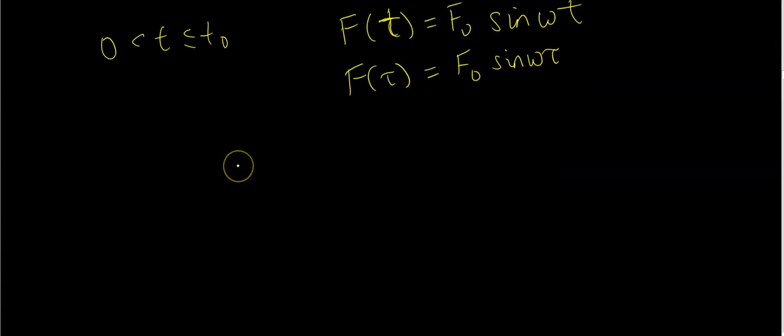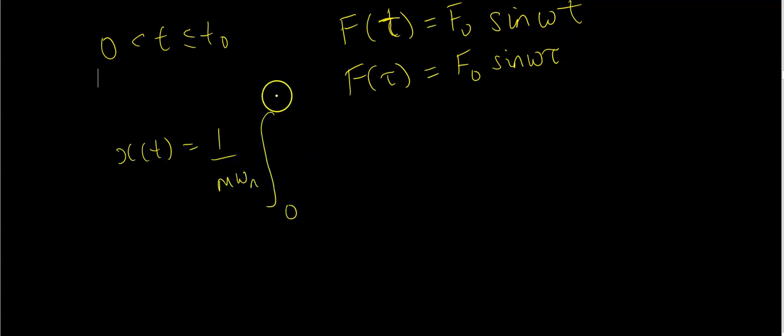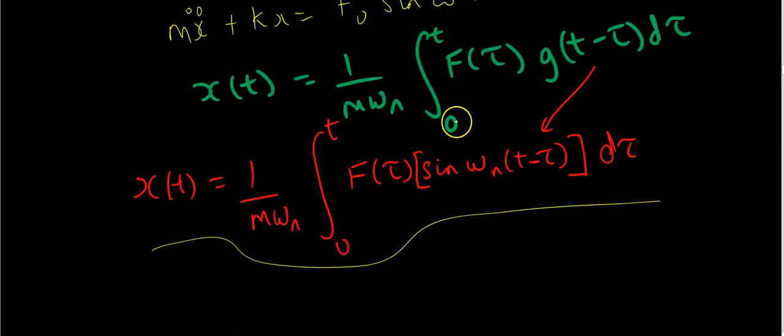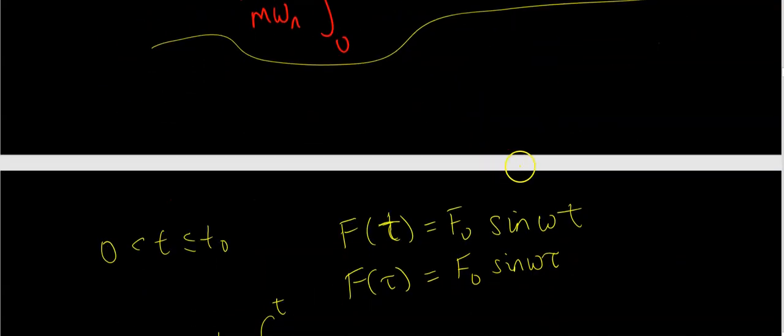It means, therefore, that this convolution integral becomes x(t). It's going to be 1 on m omega_n, which remains unchanged, times the integral from 0 to t of f(tau) sine(omega tau), and then you're going to put in this expression, sine omega_n (t minus tau), right?